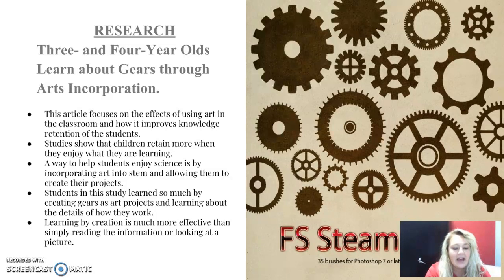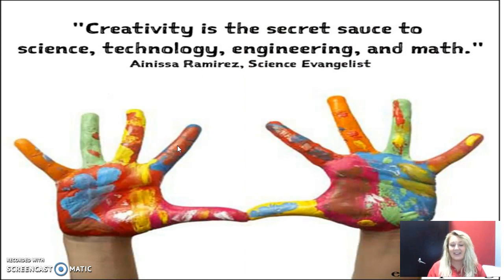We talked about that. Learning by creation is more effective than reading simply or looking at pictures. It's very, very effective. This is one of my favorites, well, the first one was my favorite, but this one is also my favorite. This quote: creativity is the secret sauce to science, technology, engineering, and math. So it's saying creativity, also known as art, is the secret sauce to STEM. So if you don't have the art, your STEM really isn't that effective.